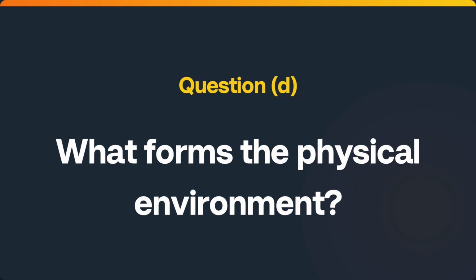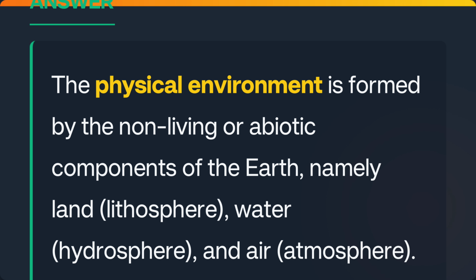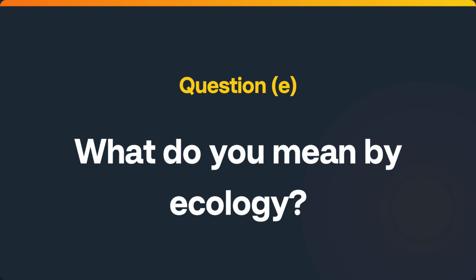Question D. What forms the physical environment? Here is the answer. Answer. The physical environment is formed by the non-living or abiotic components of the Earth, namely land, lithosphere, water, hydrosphere, and air, atmosphere. As we continue our learning, let's move to another important term related to the environment.